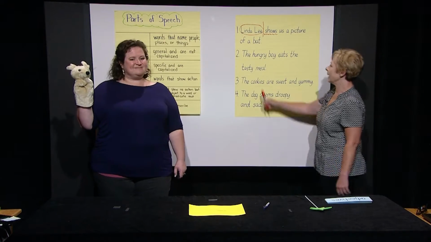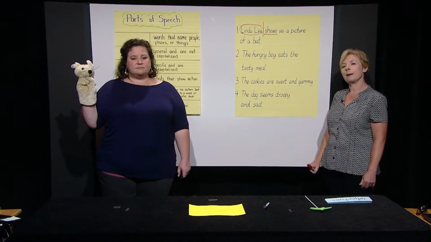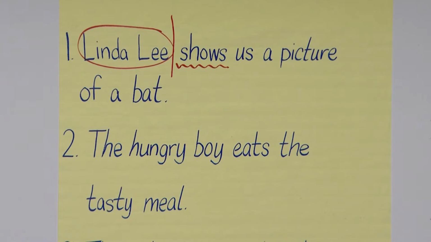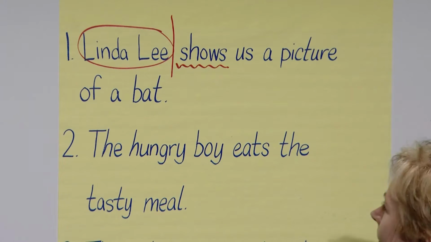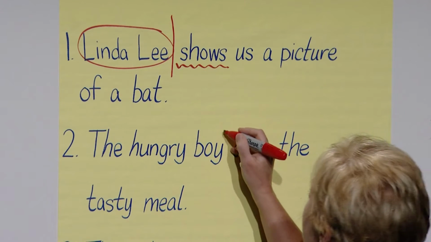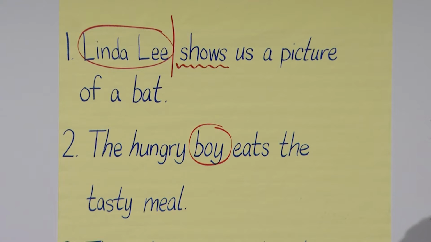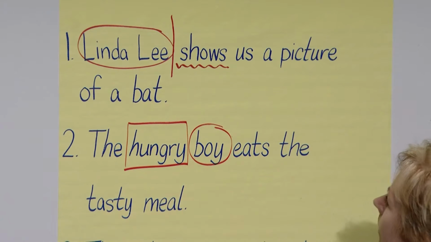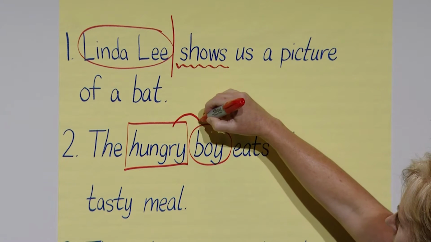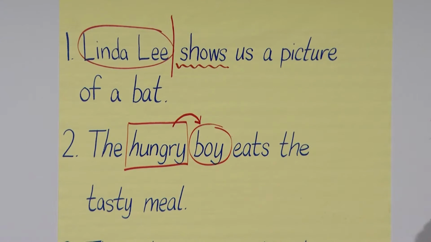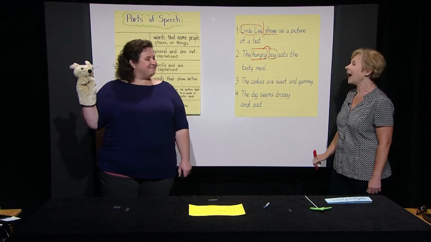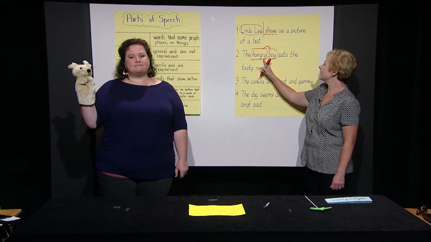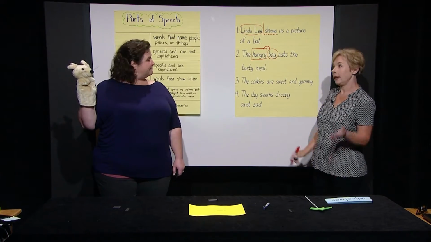Which of these words in the hungry boy describes a noun? Hungry tells about the boy. That's describing a noun. Hungry is the adjective. Yes, now Candy is going to circle the noun. Now she's going to put a box around the adjective. Watch this. She's drawing an arrow from hungry. That arrow is pointing to boy. I did that to show that hungry is describing boy. Any other adjectives?